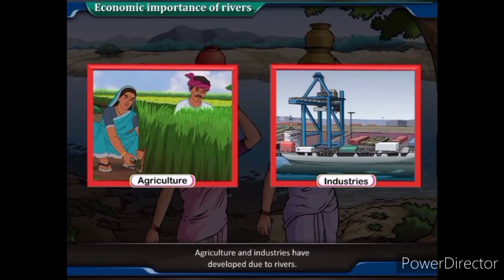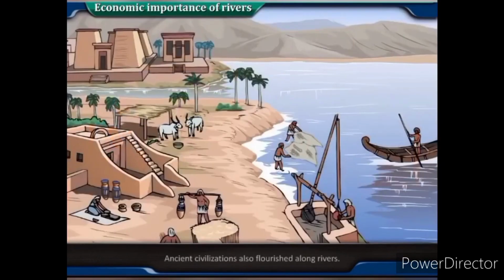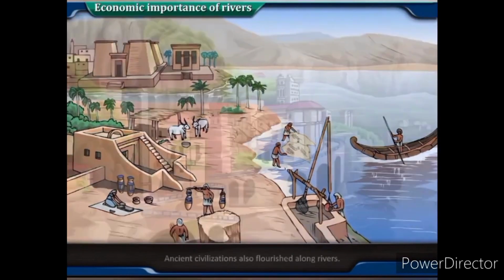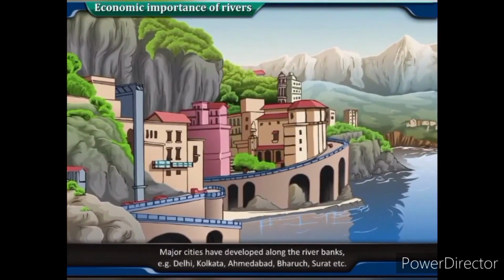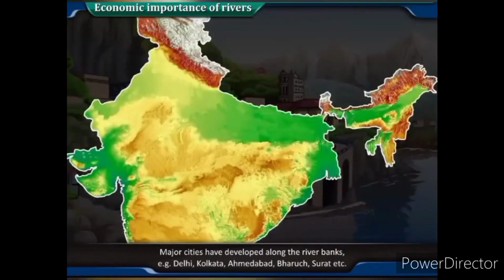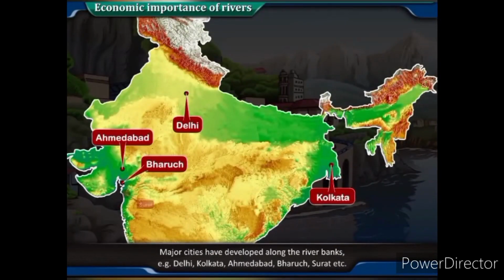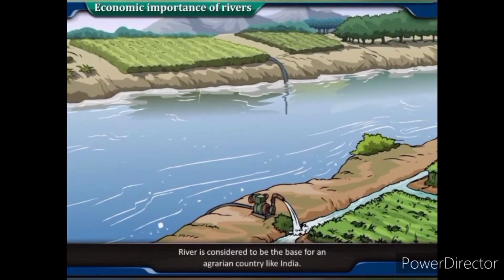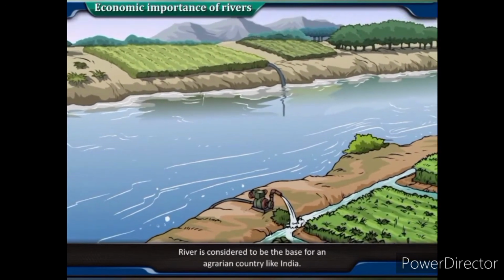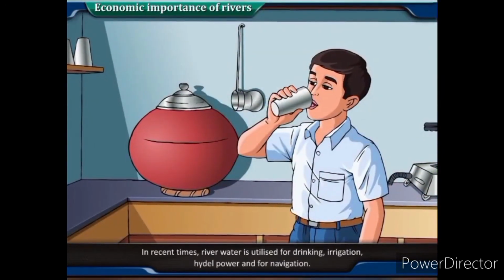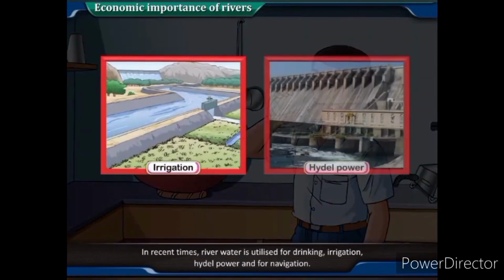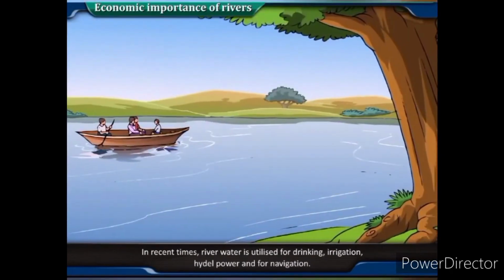Agriculture and industries have developed due to rivers. Ancient civilizations also flourished along rivers. Major cities have developed along the river banks, for example, Delhi, Kolkata, Ahmedabad, Bharuch, Surat, etc. River is considered to be the base for an agrarian country like India. In recent times, river water is utilized for drinking, irrigation, hydel power and for navigation.